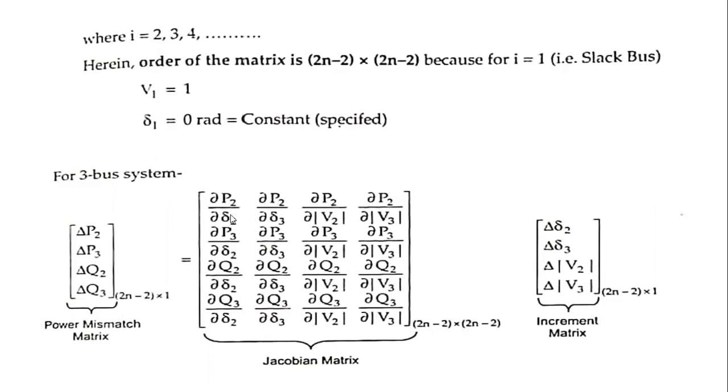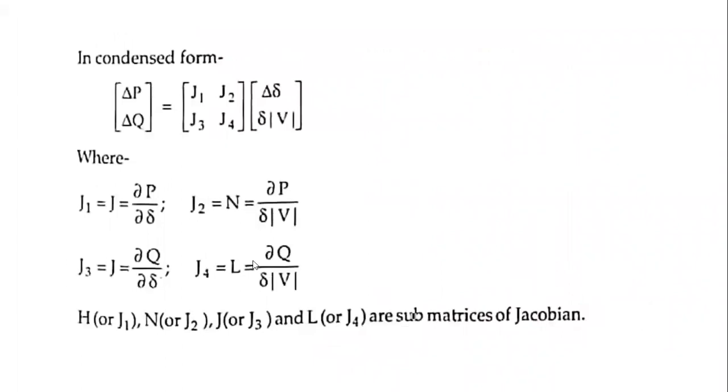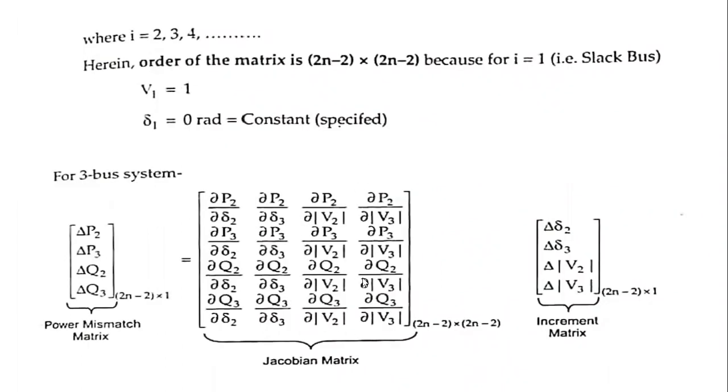This will be taken as H, these are the J, and this is the N and this is the L. These are the Jacobian submatrices, for simplification purposes. To calculate simply, we have given them some names, J1, J2, J3, where J1 is equal to H, J2 is equal to N, J3 equal to J, J4 equal to L.